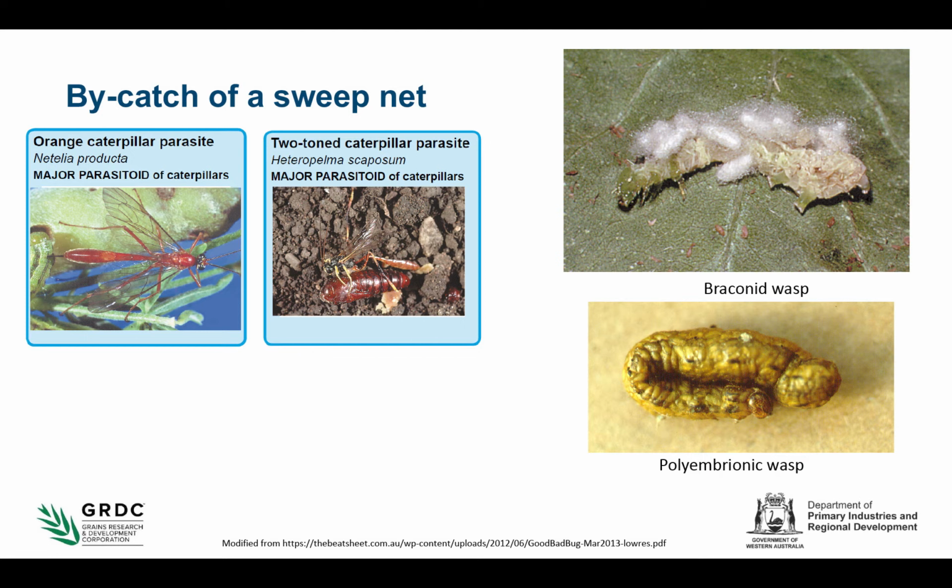This two-tone parasite is parasitizing a pupa by the looks of that. What you sometimes will find in sweep nets or when you're looking in the crop is a caterpillar which has these fuzzy things all over it. They're actually the pupae of the braconid wasp. Very rare that you see the wasp. It's small, very nondescript.